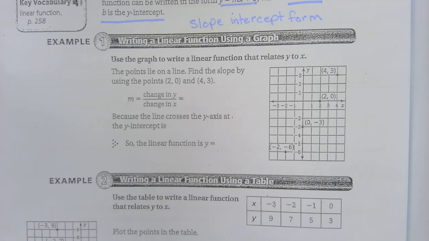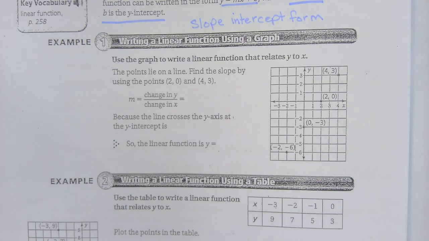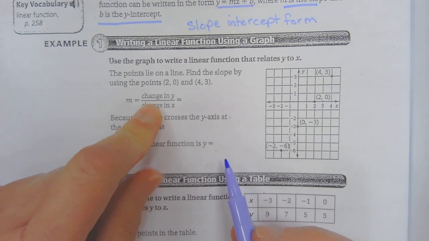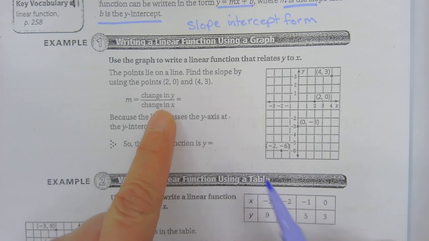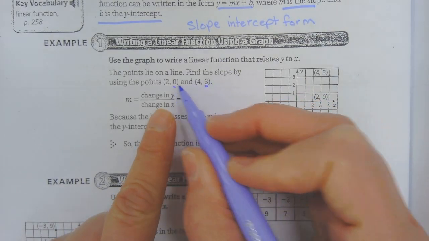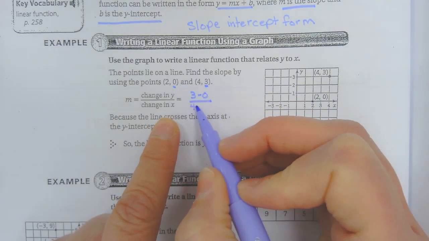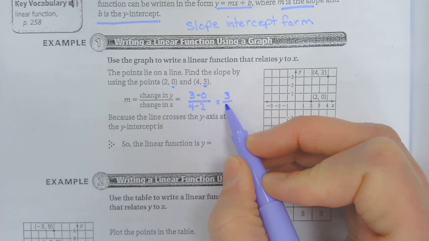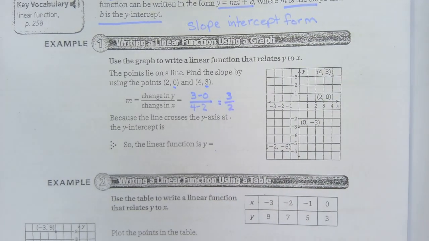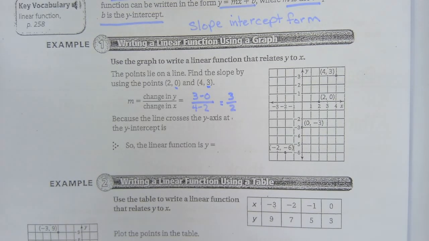So the points lie on the line, and you find the slope by using the points (2, 0) and (4, 3). Remember, you can choose any of the points that fall on the line. It doesn't matter. And so you find the change in y over the change in x. So if we use those 2 points, we can do 3 minus 0 over the change in x, 4 minus 2. 3 minus 0 is 3, 4 minus 2 is 2. So we get 3 over 2, so that is the slope.